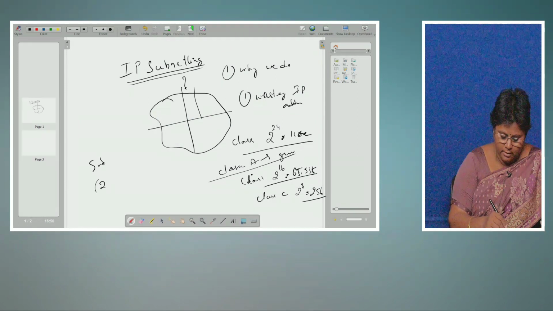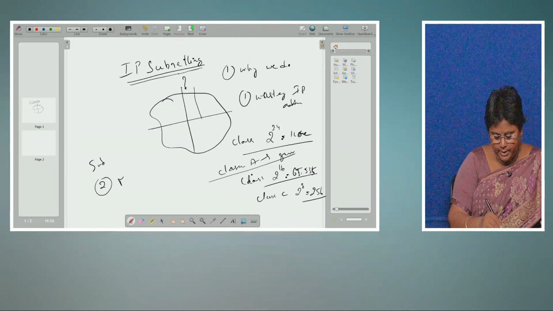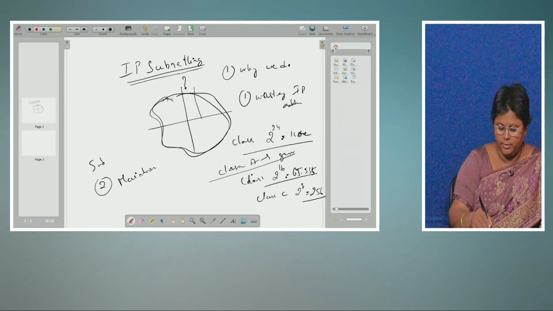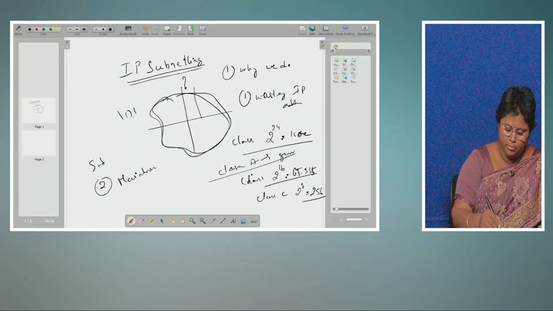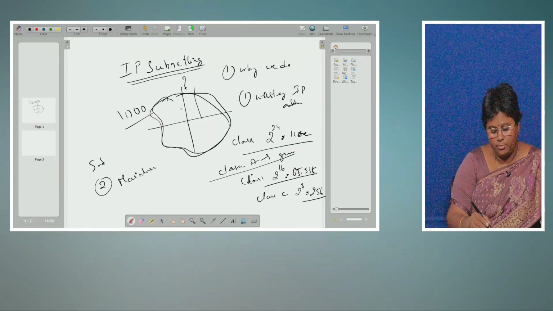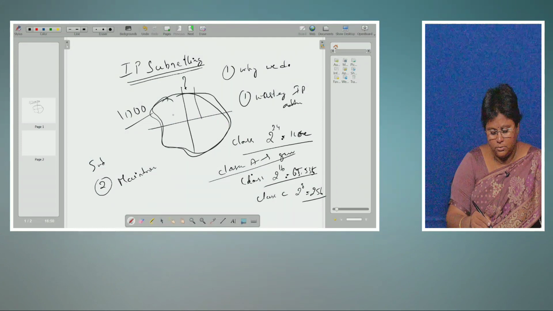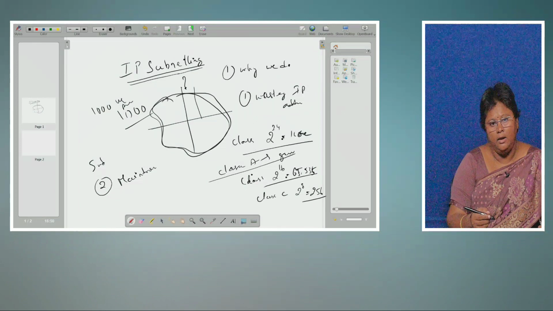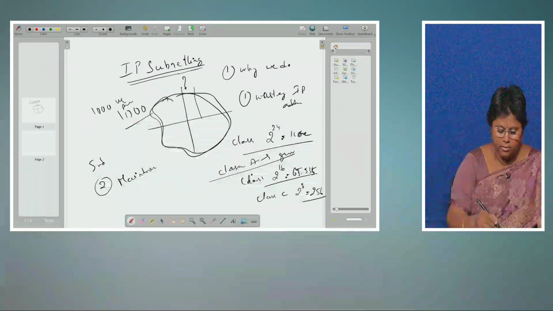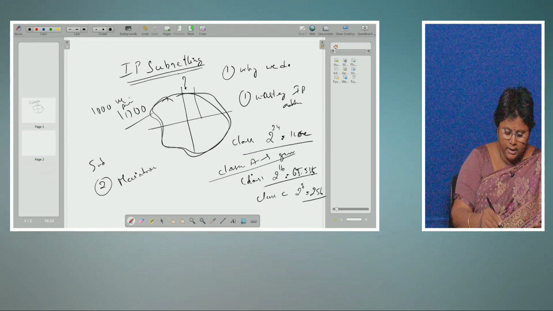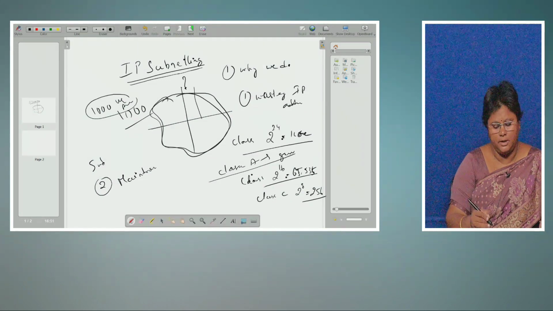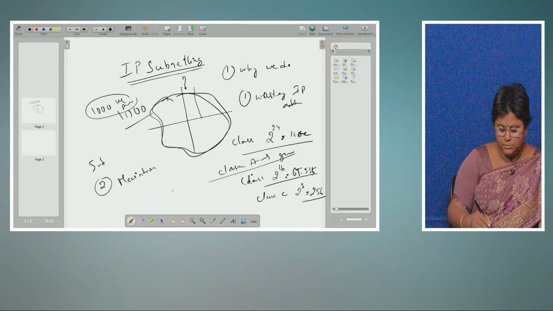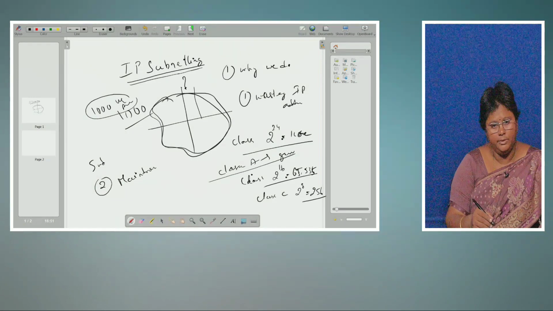The second main reason for subnetting is maintenance. Suppose I have one bigger network with some 1,000 hosts. Then I will have 1,000 user IDs and 1,000 passwords, and it will be difficult for a single person to maintain the records of 1,000 users. So what we do is divide the network and give the parts out.